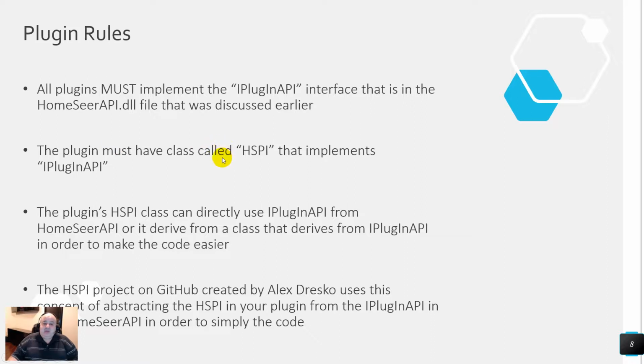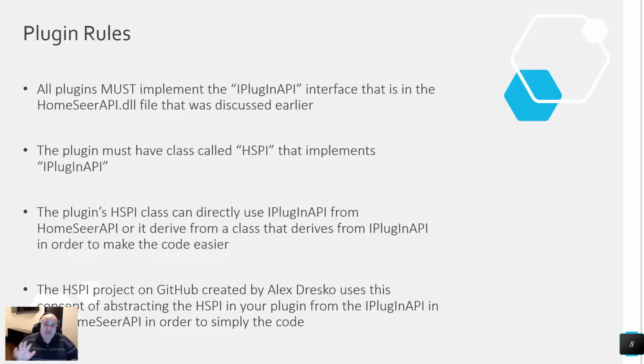The plugin has to have a class called HSPI that implements the iPlugin API, meaning that HomeSeer looks for a class within your plugin called HSPI. That HSPI has to have a lot of the methods and properties that are defined in the iPlugin API interface. The plugin's HSPI class can directly use iPlugin API from HomeSeer API, but that is a monster. It has a lot of methods and a lot of properties, and you have to define them all and then send back what HomeSeer is expecting.